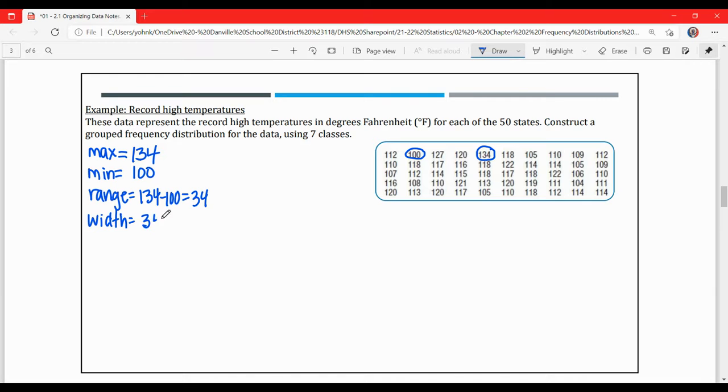And the class width, we take the range and we divide by the number of classes. It does tell us that we're using 7 classes. Now, this is going to give us a decimal of 4.9, but it's kind of hard to have a class width that's a decimal. So we're always going to round up, and so we're going to get 5 as our class width. All right, so now we can set up our distribution. So we are going to have 4 columns: class limits, class boundaries.